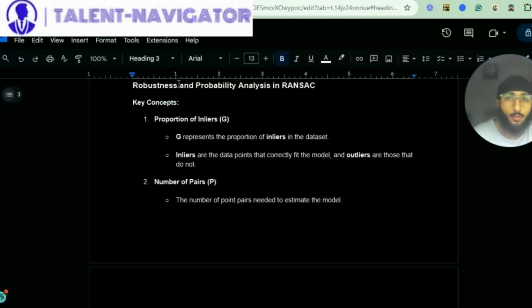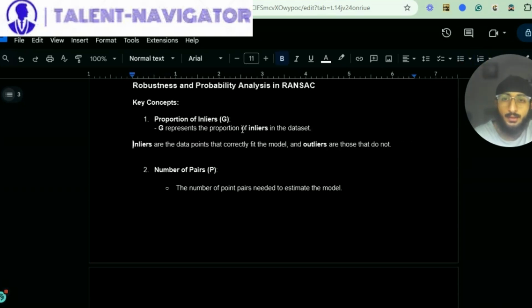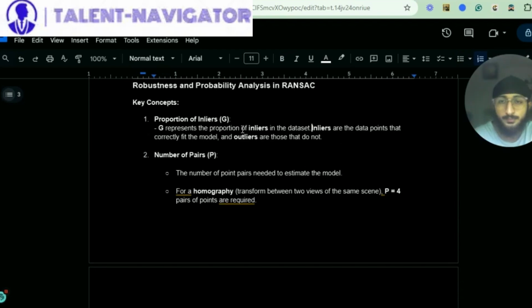Now we're going to be going over robustness and probability analysis in RANSAC. So key concepts: proportion of inliers. G represents the proportion of inliers in the dataset. Inliers are data points that correctly fit the model, and outliers are those that do not.